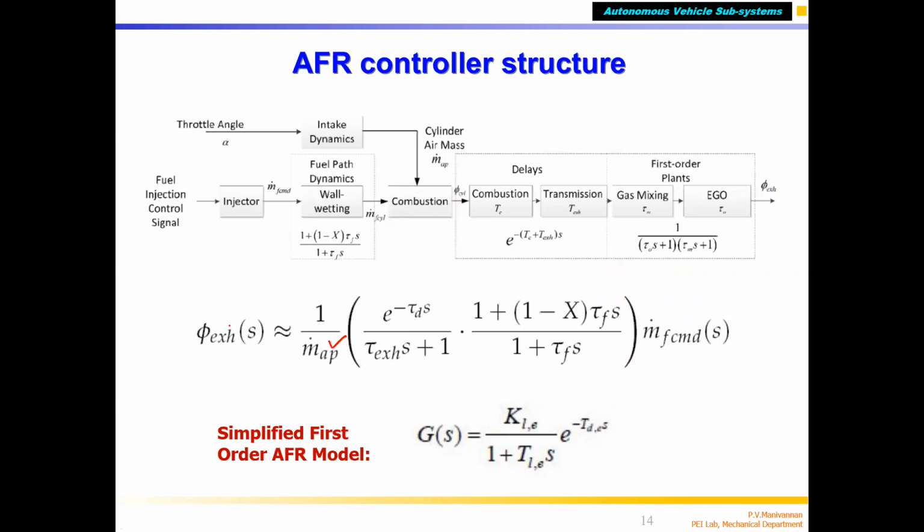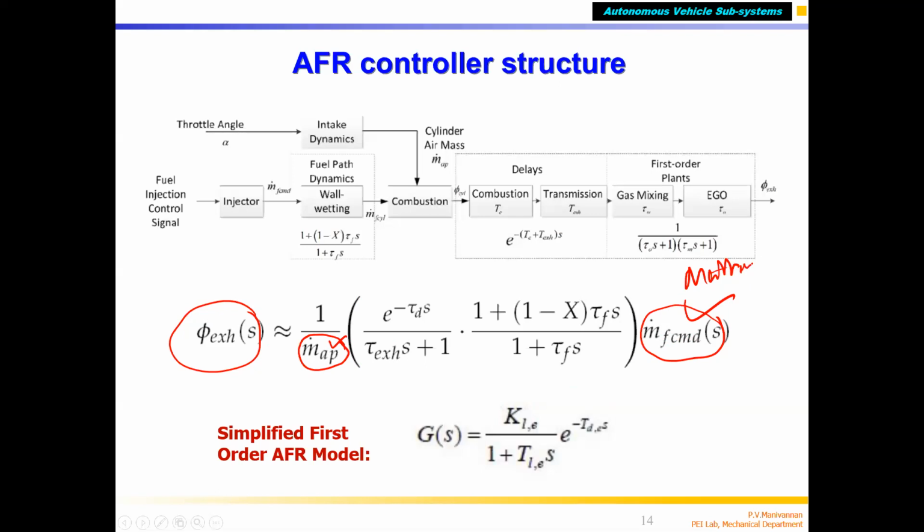You can find out, if I want to maintain a particular equivalence ratio for a particular mass flow rate inside the combustion chamber, what the fuel quantity should be, correct? Or the fuel injection rate, the mass of fuel injected at the inlet port. This you can find out. This is the mathematical model of the air-fuel ratio controller.